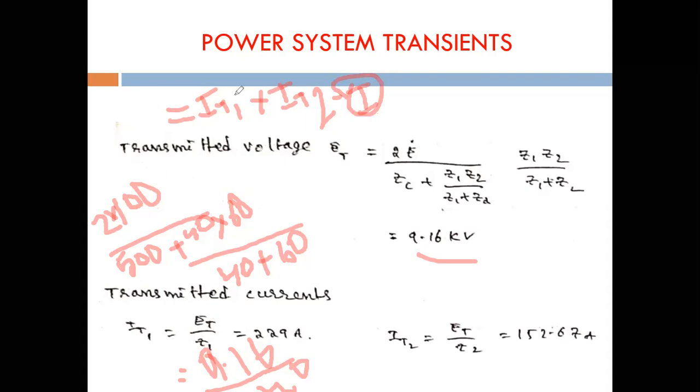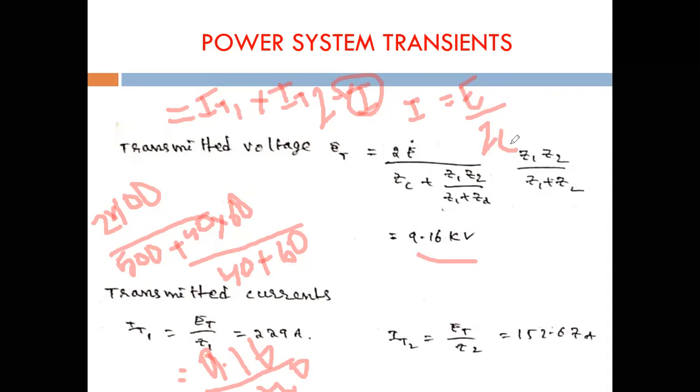What is the formula for the current I? I is equal to E by ZC. According to Ohm's law, I is equal to E by R. In the transmission line, therefore, I is equal to E by ZC.